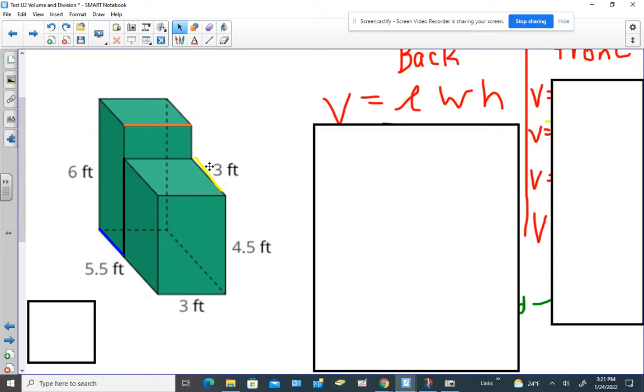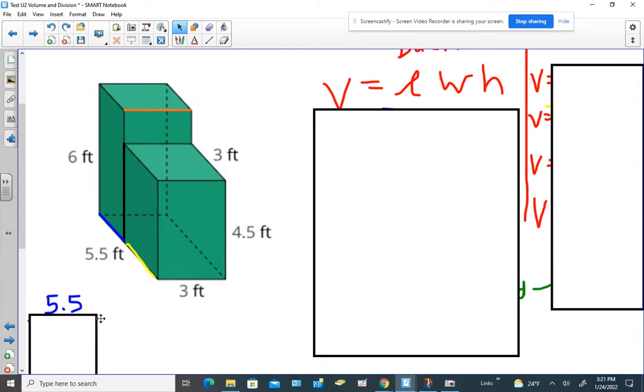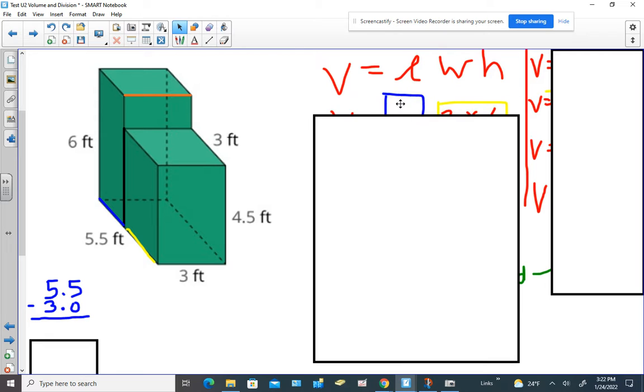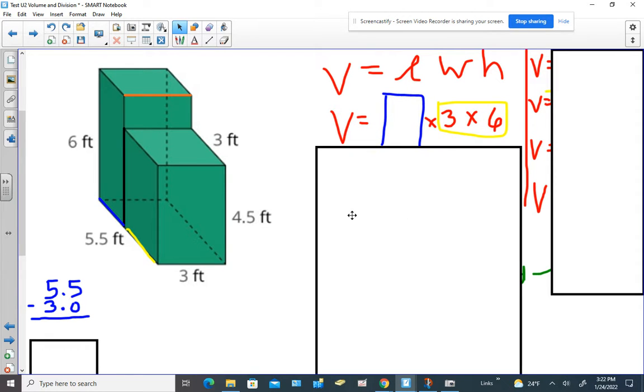But here's what we do know. We know that this piece is 3. So if that's 3, this piece is 3, and this piece is 3. So if the whole line is 5 and 5/10, and this is 3, then we need to subtract those two things together to get the length of that blue line. So you're going to go ahead and do that, and you're going to substitute that number in where I have a blue box.